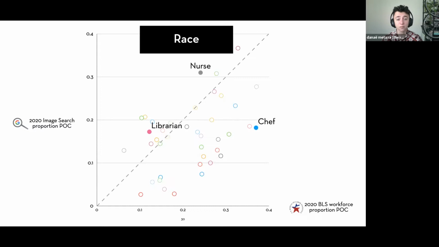So what we see here is that for most occupations, people of color are underrepresented in search. Take chefs, for instance: people of color are highly represented in that occupation at 37%, but they're still heavily underrepresented in search. There are, of course, some cases like among librarians where we see that people of color are a very small fraction of librarians in the United States, but Google overrepresents them in search.